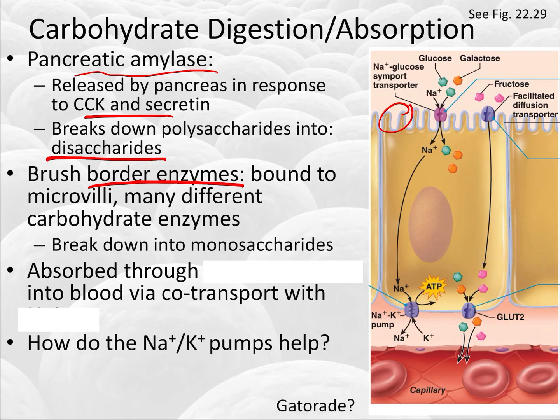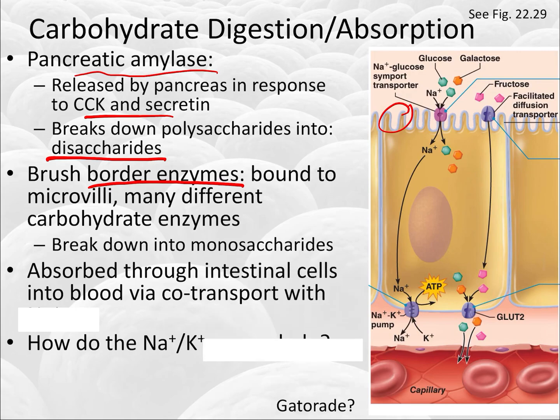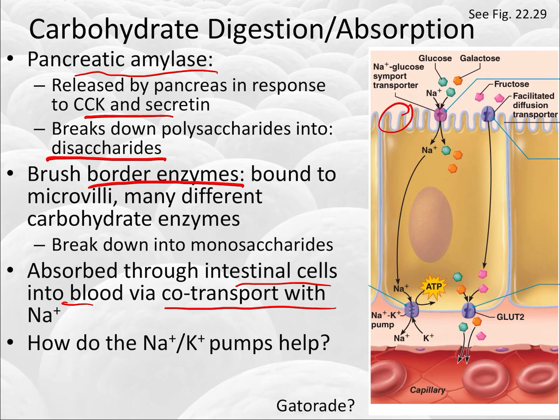So that's the digestion part, and now the absorption part. Now that we've got them into monosaccharides, they get absorbed through the intestinal cells into the blood via co-transport with sodium. Okay, that's going to be a common theme, right? So we can see that here. We see glucose coming in, we see sodium, we see this little protein that transports both of them at the same time, right?